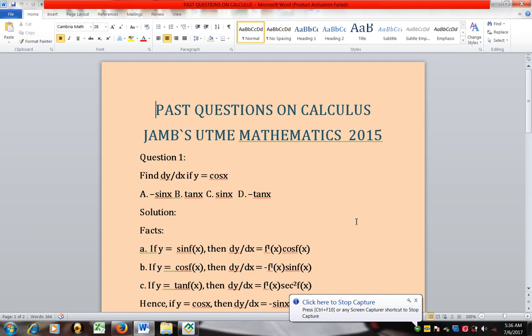Questions on calculus using JAMB's UTME Mathematics 2015. Question 1. Find dy/dx if y equals cos x.